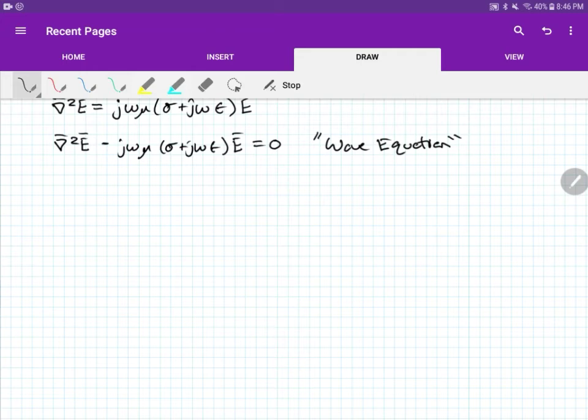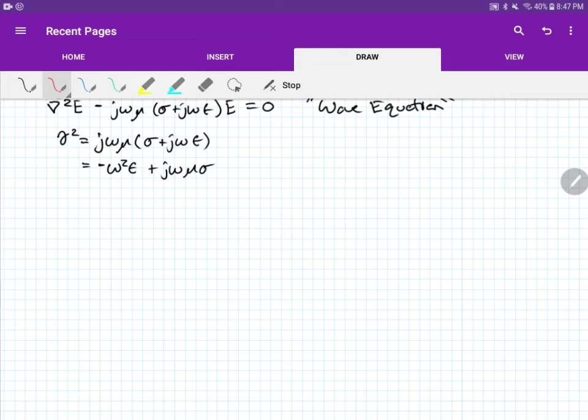So now that we have a wave equation, we can start to look at solutions for the wave equation. But we want to get into a term that is more useful to us. So what we're going to do is define a constant, gamma. And we're going to say gamma squared is equal to j omega mu times sigma plus j omega epsilon. And just to expand it, this is equal to minus omega squared mu epsilon plus j omega mu sigma. And what we can see here is that we're going to have two terms in this gamma. We're going to have this term, which is equal to a conduction current. And we're going to have this term, which is equal to a displacement current.